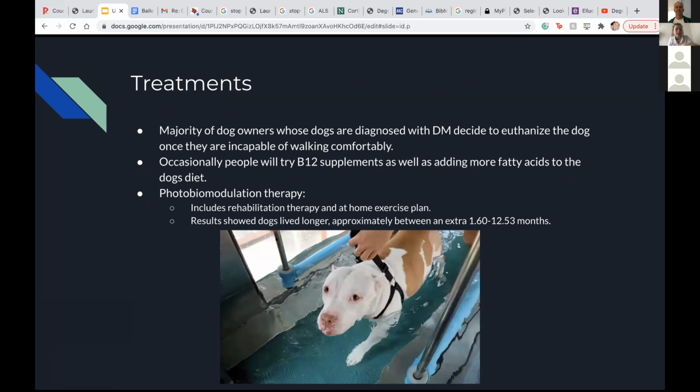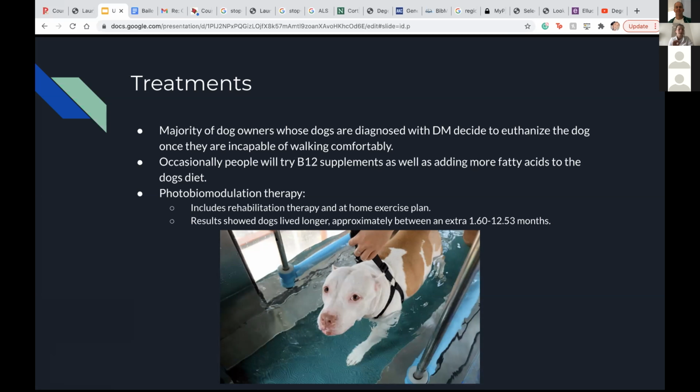As for treatments, there's really not too much that you can do about DM. It always leads to death, whether it's euthanasia or naturally because of the degenerative myelopathy. Most dog owners do go the euthanasia route because after a while, you don't want your dog to suffer anymore. Even though, like the vet said in that previous video, they don't really feel pain because of the degenerative issues with the spinal cord, it's still not a comfortable life to live when you are dragging yourself around or in a wheelchair.